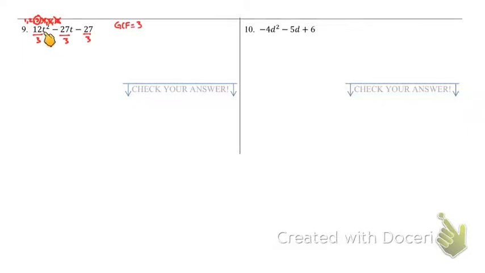Now let's do it. 12 divided by 3 is 4. And we bring down the t squared. Negative 27 divided by 3 is actually negative 9. Bring down the t. And the same thing here. Negative 27 divided by 3 is negative 9. Bring down nothing. There's no variable there. So that goes in parentheses. And we put our GCF multiplying in front. We're not done. We got to check our factors.